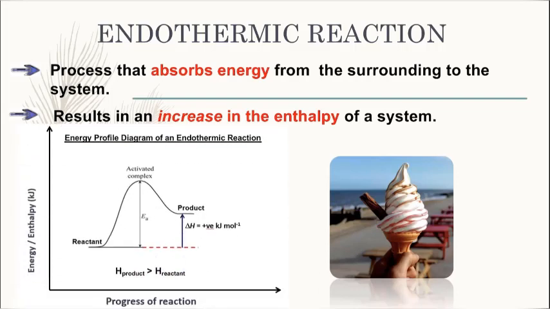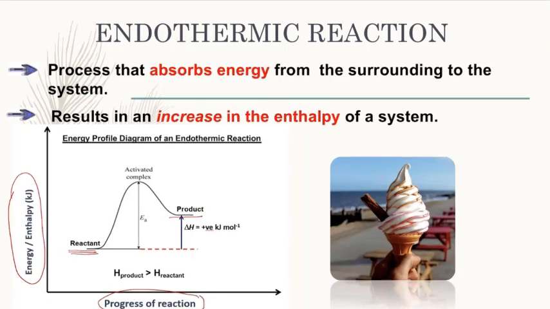Generally, this is how the energy profile diagram of an endothermic reaction looks like. The x-axis shows the reaction progress, while the y-axis shows the value of energy or enthalpy of a system throughout a reaction. As you can see here, the enthalpy of the reactant is at the bottom of the scale, while the enthalpy of the product has higher value. This shows that the heat is absorbed from the surrounding, causing the enthalpy to increase.